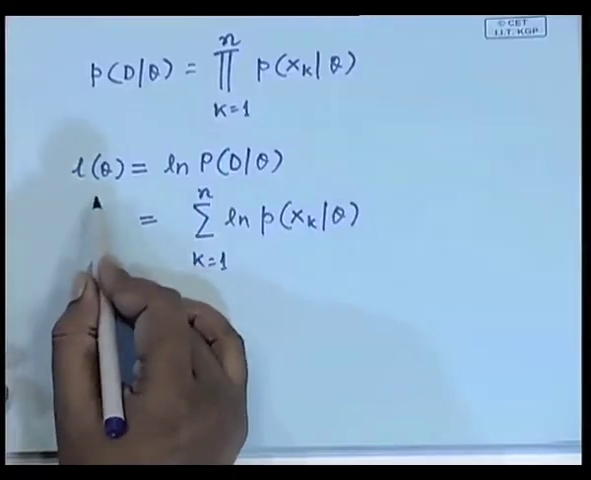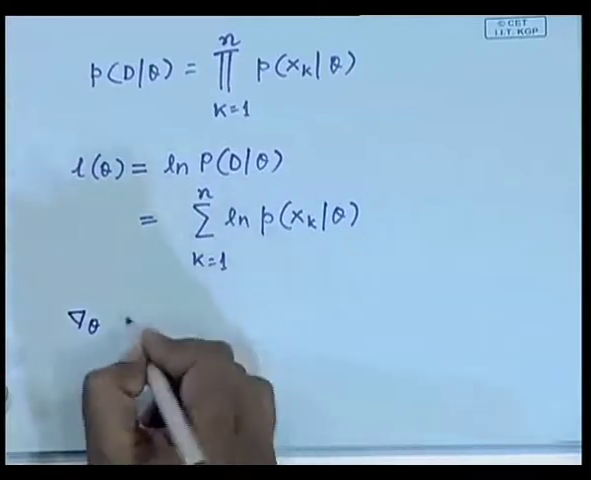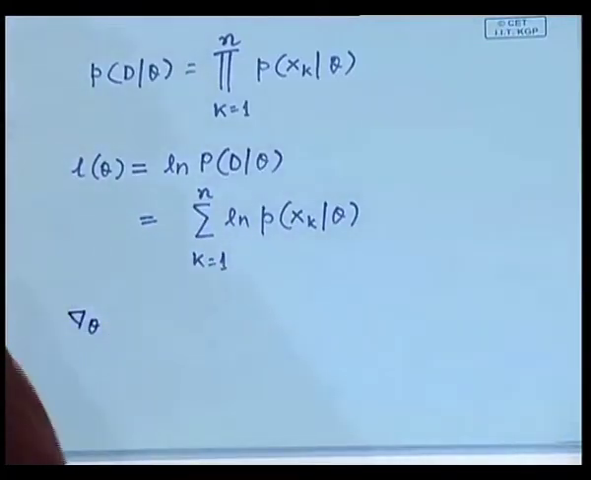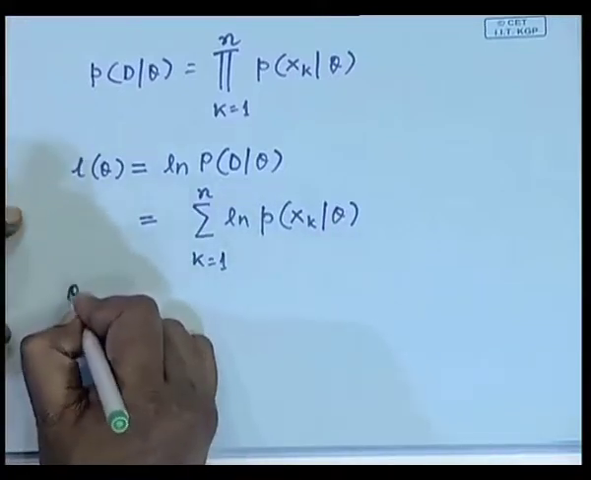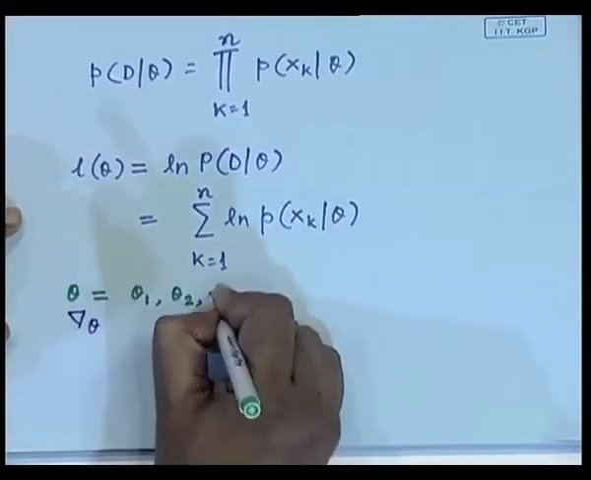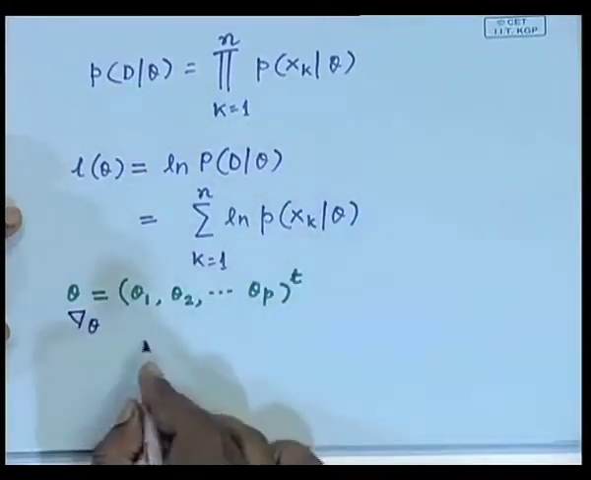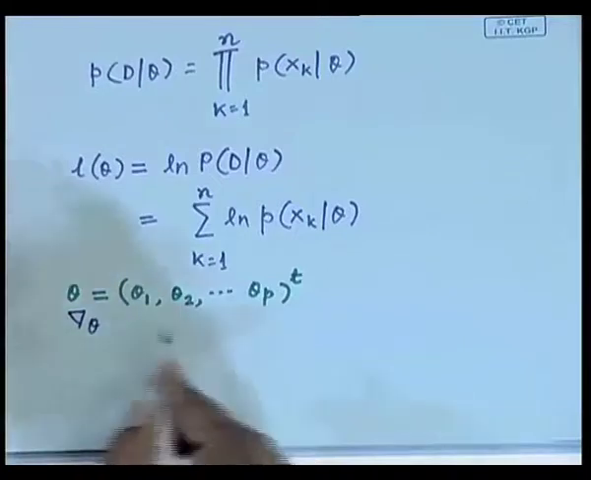the concept of differential calculus. Okay. So, what I have to do is differentiate this L theta and equate that differential to 0, because here theta is a vector. So, instead of simple differentiation, I have to take the gradient, grad theta, the gradient with respect to theta. If theta has p number of components, theta 1, theta 2 up to theta p, I put it as transpose because theta is a vector, right.